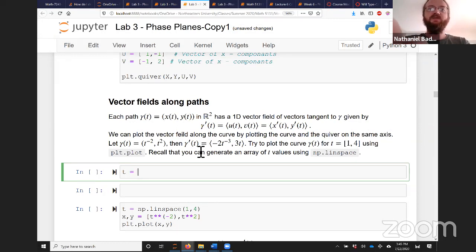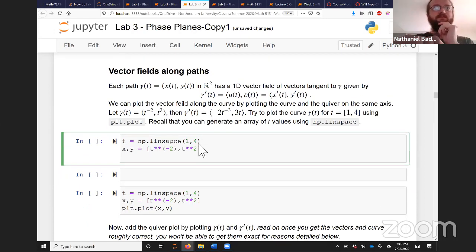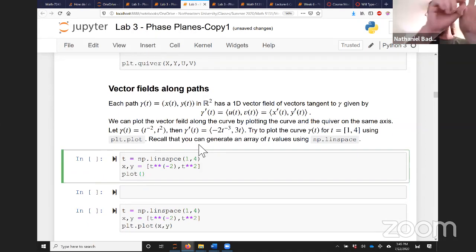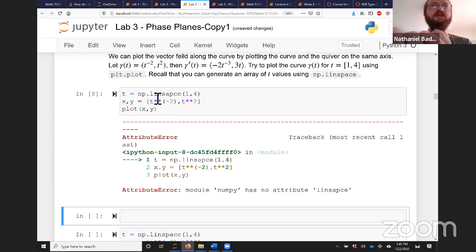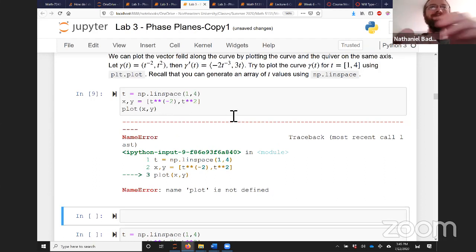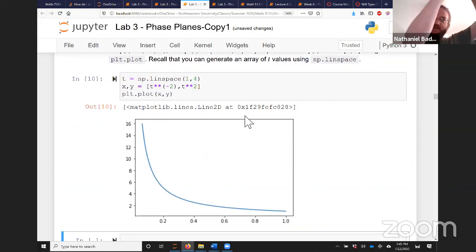So if we have t equals np.linspace from 1 to 4, as an example, we don't want to include 0 here, of course, because we have negative exponents. Then the x component is going to be t to the minus 2. Remember that we have to use the double star for Python. And y is t to the 2. This is going to generate our path, the x coordinates and the y coordinates, and there we go. Except that I didn't spell linspace correctly. Then plt.plot. Okay, great. So this is our path.